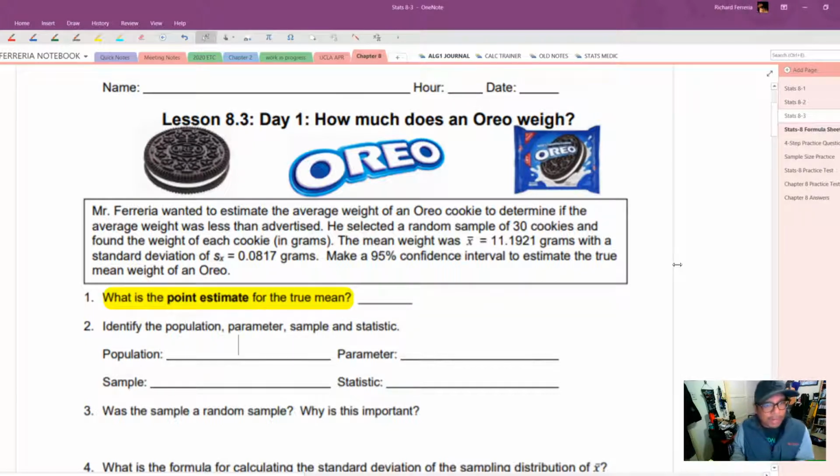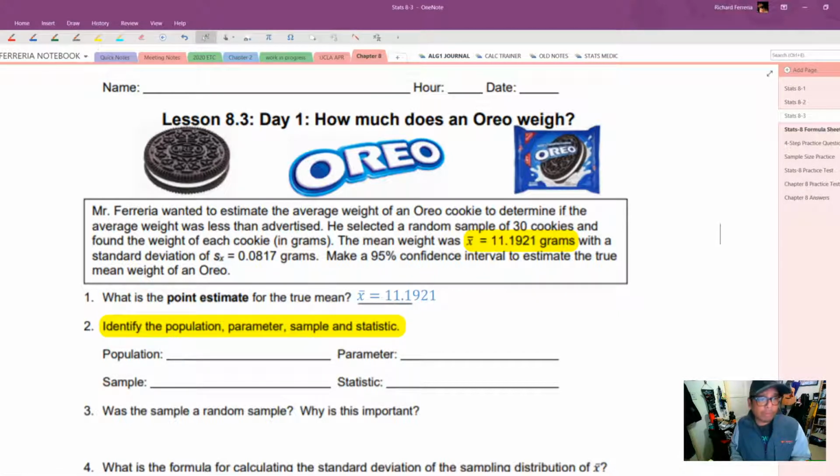First question we might want to ask is, what is the point estimate of the true mean? Point estimates are always statistics, and the statistic here is 11.1921 grams. So that is the point estimate. More things to think about. What is the population, the parameter, the sample, and the statistic? Always a good thing to have those four things in mind.